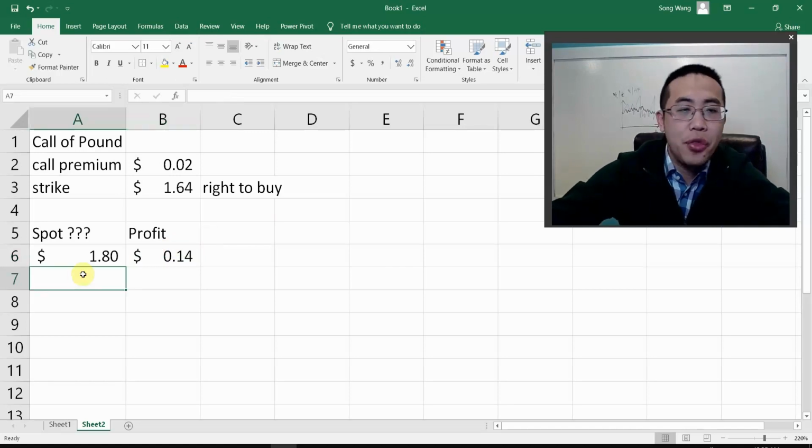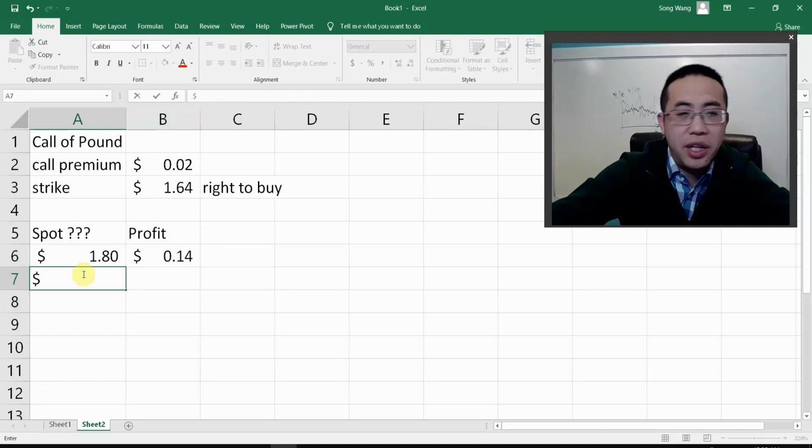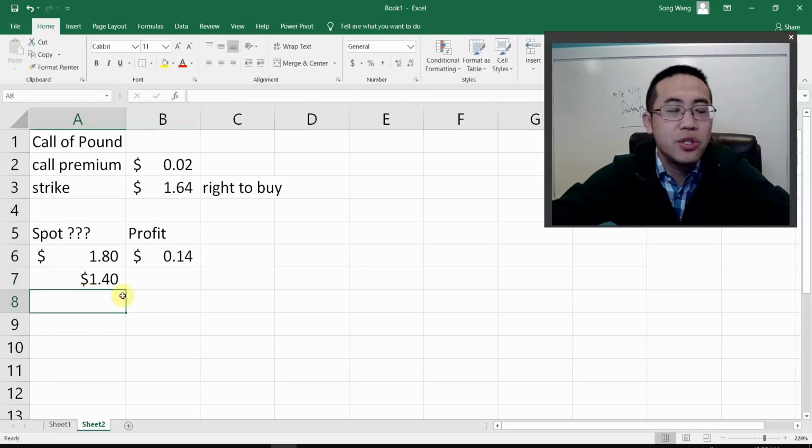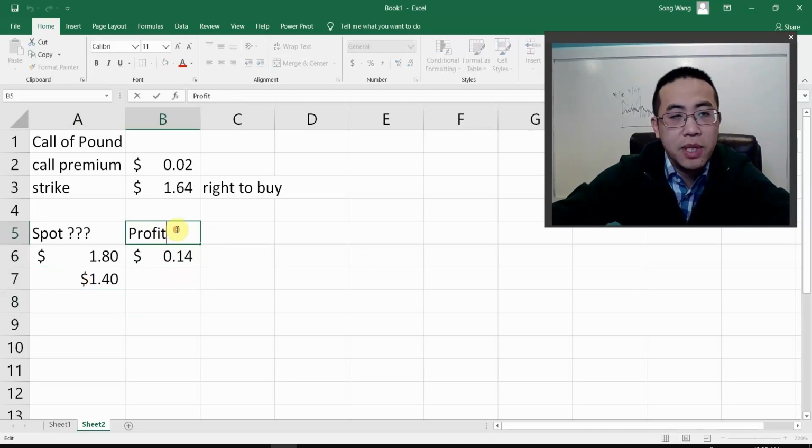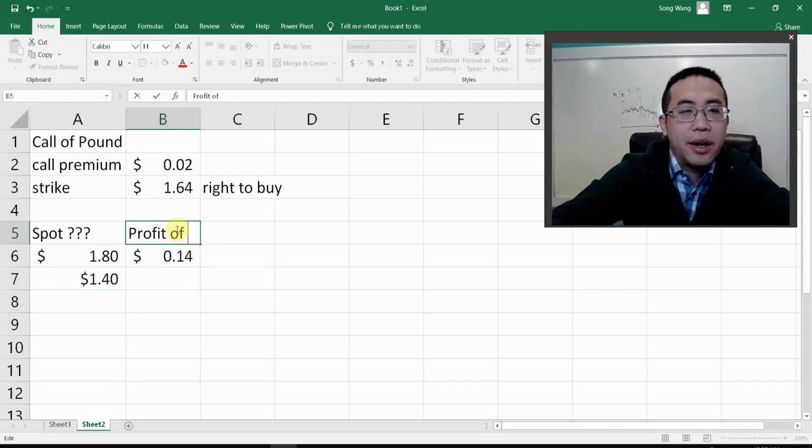Okay, now let me throw another number. If the spot rate is $1.4, what will be your profit? As a buyer, sorry, I need to be more specific. Profit of a buyer.